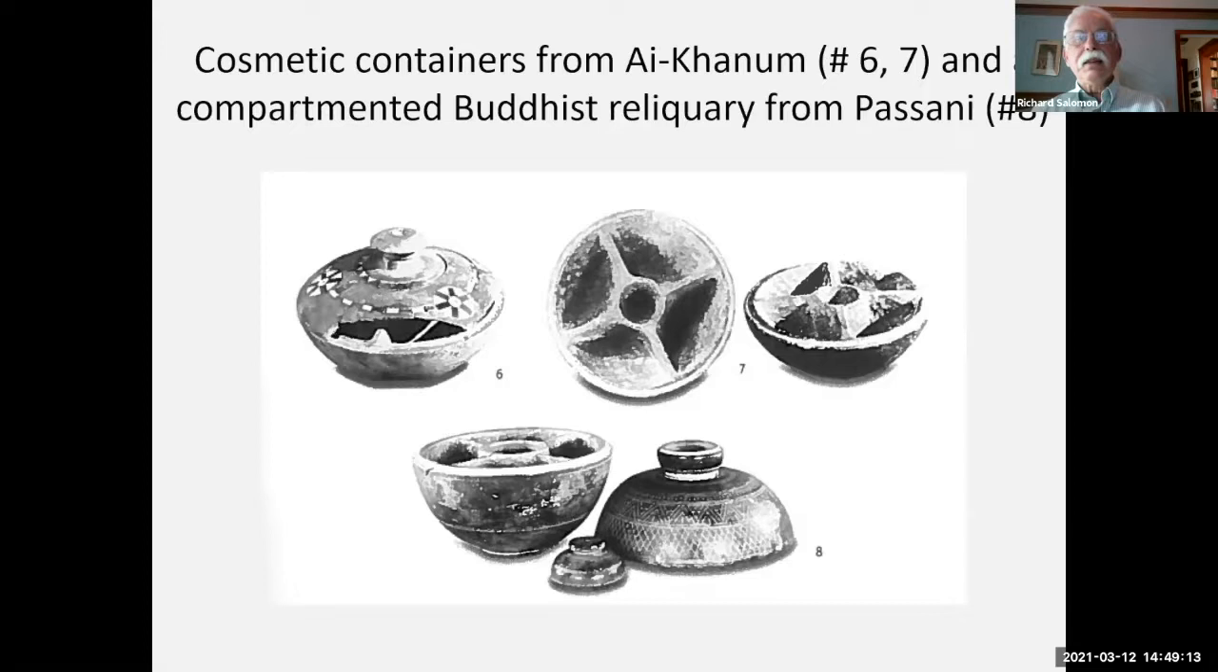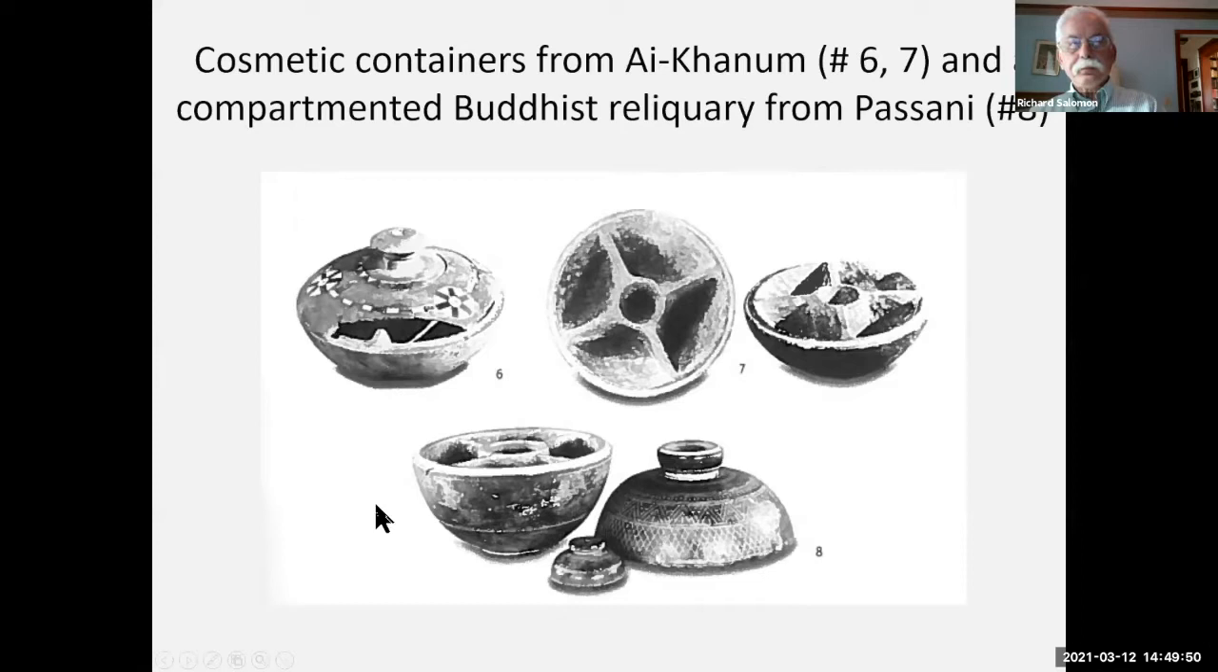But I think we can take it for granted that these are, in fact, cosmetic containers. And we know very clearly that these Buddhist pieces that are maybe a century or two later are certainly reliquaries. So this seems to be a process of kind of cultural adaptation. The Buddhists of Gandhara inherited or knew of this shape, but reinterpreted and repurposed it for a Buddhist context.